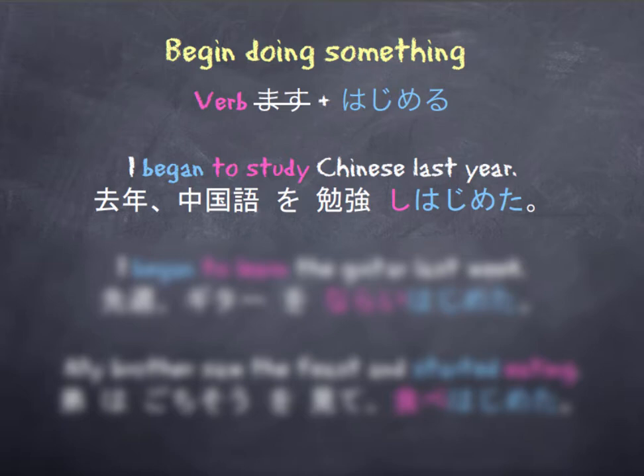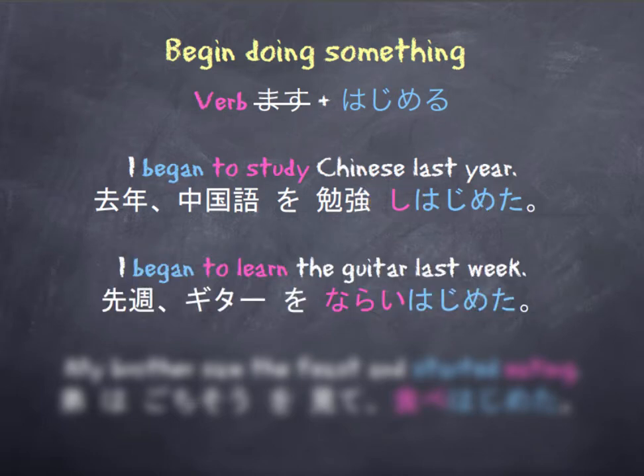I began to study Chinese last year. 去年、中国語を勉強し始めた. So we can see here that we have the verb stem shi from the verb shimasu and the verb hajimeta from the verb hajimemasu. And we can see here that it's in past tense because we're talking about something that we did last year.